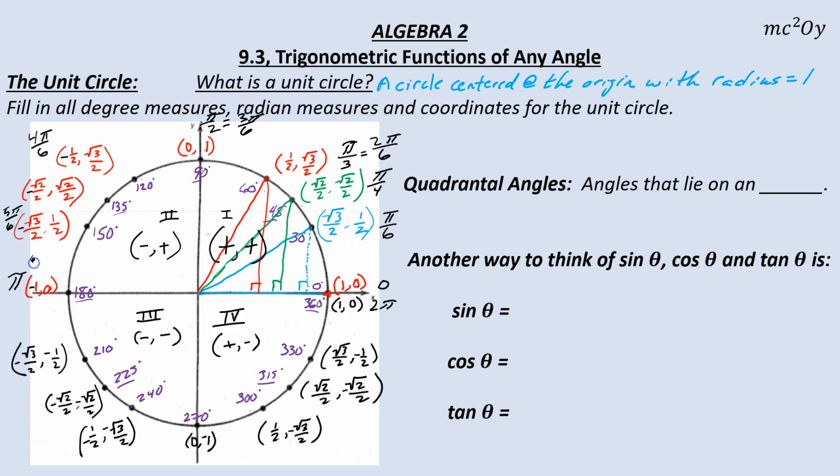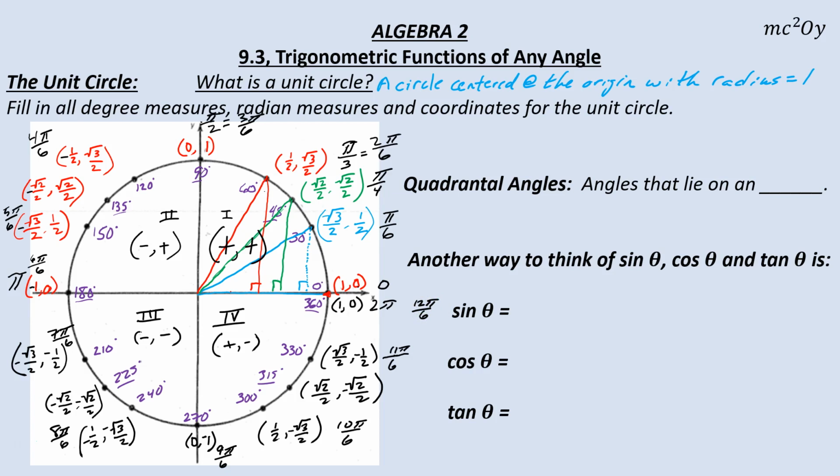6 pi over 6. 7 pi over 6. I'm going to have to write that right here. 8 pi over 6. 9 pi over 6. Just counting by pi's over 6. 10 pi over 6. 11 pi over 6. And 12 pi over 6. And I have now completed my rotation.